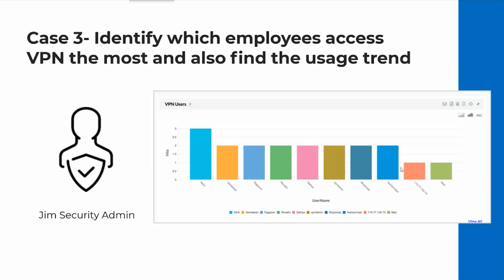Hence, as a third task, Jim has been asked to identify which employee access the VPN most and also to find the usage trend. This means the organization wants more details on the VPN user activity and the connection trends. And they want this to be scheduled on a daily basis. So let's see how Jim is doing that with Firewall Analyzer.